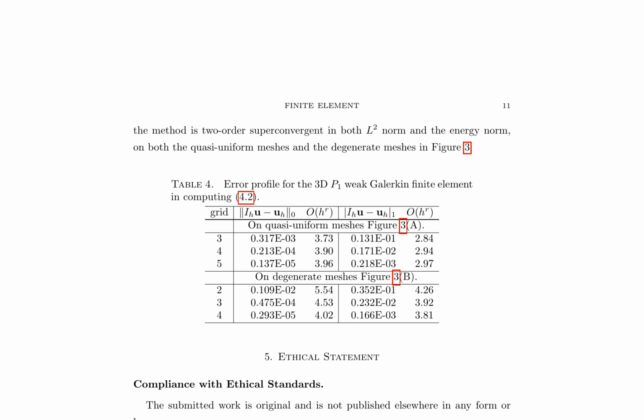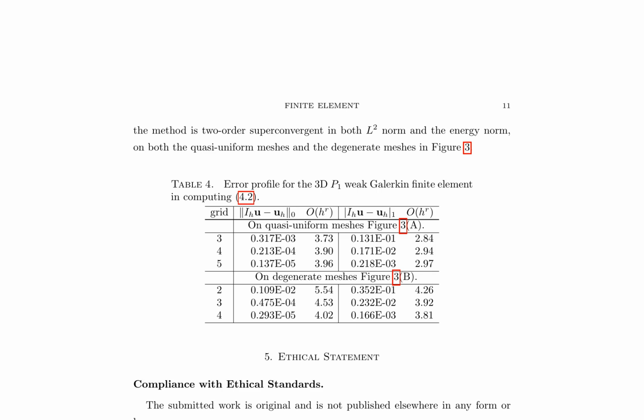The paper presents the two-order superconvergence of a weak Galerkin finite element method on both quasi-uniform and degenerate meshes in three-dimensional space. Table 4 illustrates the error profiles for the P1 weak Galerkin finite element, demonstrating that the method is two-order superconvergent in both L2 norm and the energy norm. This is evident from the decreasing error rates with increasing grid size.